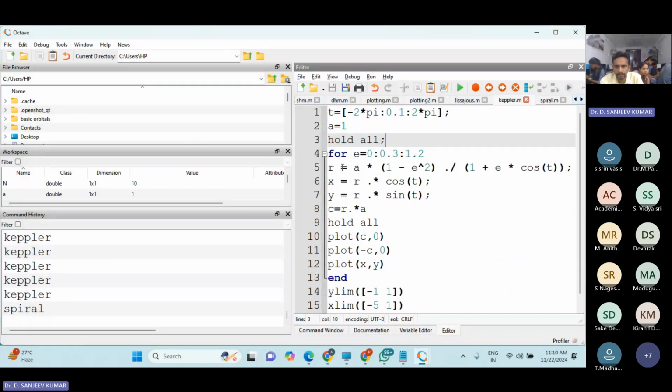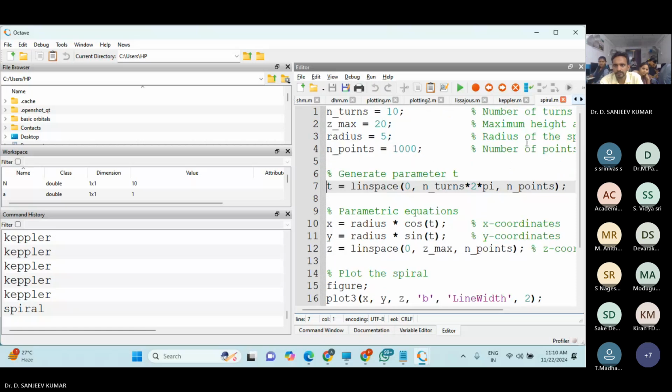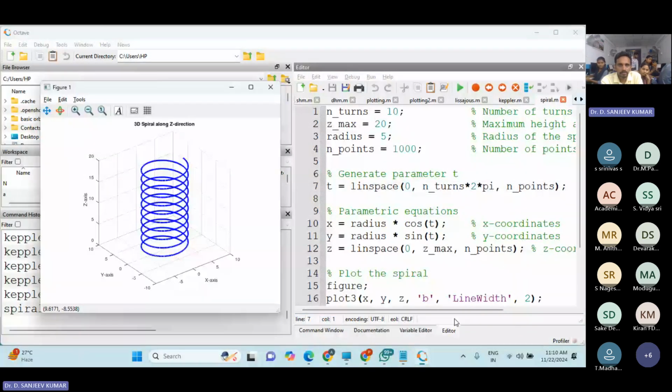I mean, if you include semi-major axis and eccentricity, you can define your new radius. That modification can be done easily. So this is how space-time plots can be generated in 3 dimensions.